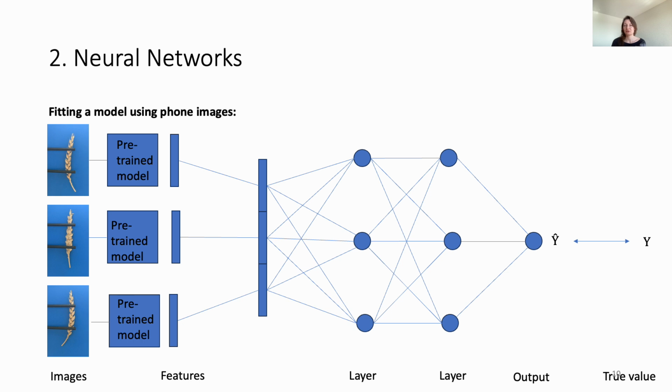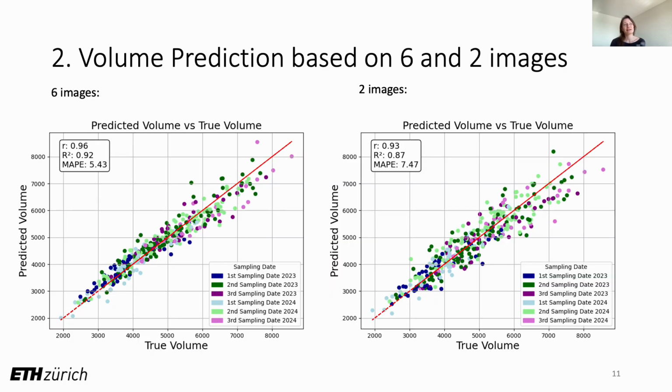So in the next step, we wanted to improve this correlation and use a different approach. So we use the same images as input of a neural network, which then predicts the volume of the wheat head as output. On the left-hand side, you can see the results when we use 6 images per wheat head. We have a correlation of 96% and an error of 5.43%. And you can also see that now the correlation looks better for larger wheat heads.